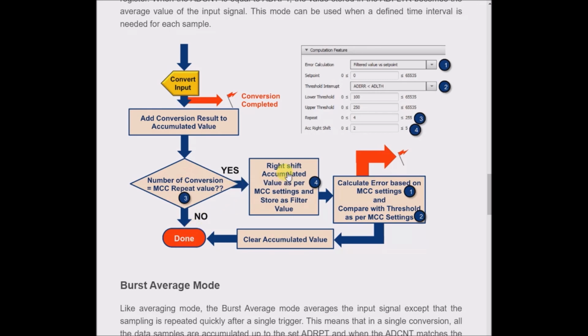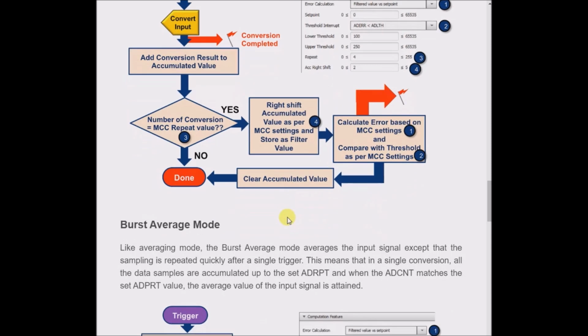If yes, right shift accumulated value as per MCC settings and store as filter value. Calculate error based on MCC settings and compare with threshold as per MCC settings. Clear accumulated value and done. Or then I guess it's an or, and then it goes up to this stuff. I won't read this out again.